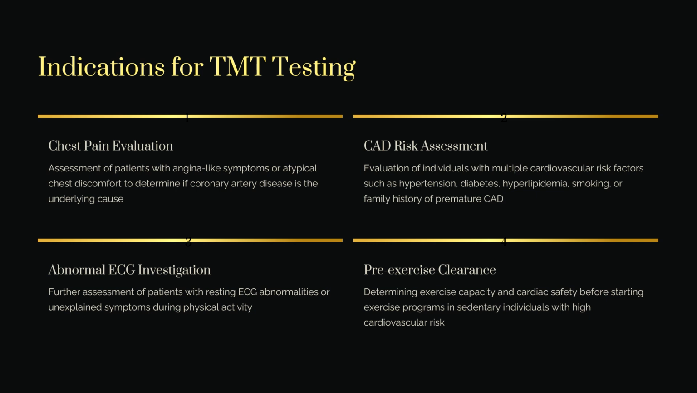Now, abnormal ECG investigation. If the normal ECG is altered somehow, then the reason can also be determined by TMT testing. Pre-exercise clearance: determining the exercise capacity and cardiac safety before starting an exercise program in sedentary individuals with high cardiovascular risk. So these are the indications: chest pain evaluation, CAD risk assessment, abnormal ECG investigation, and pre-exercise clearance.